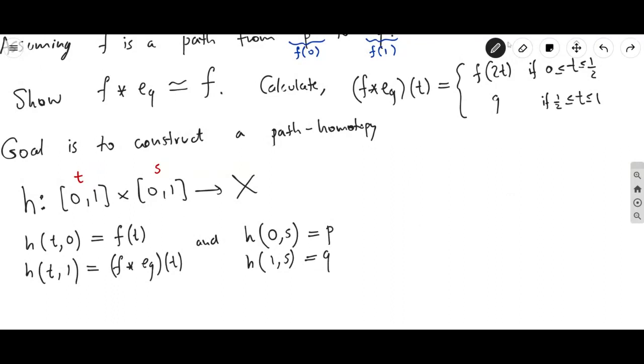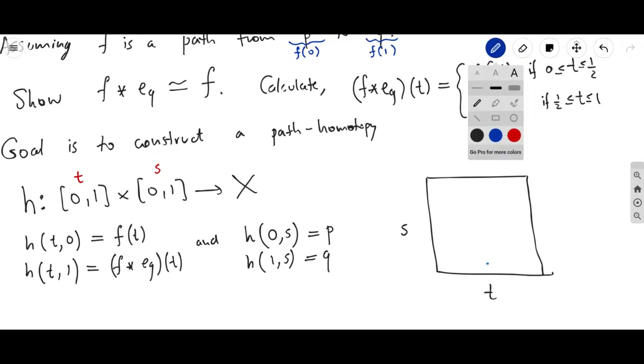So let's draw a square. This is the unit square, so let's define it on the unit square. The horizontal coordinate is t, and the vertical coordinate is s. Notice when s is equal to 0, this lower edge is supposed to be f of t. That's the function you're supposed to get on the lower edge. When you set s equal to 1, you're getting this function.